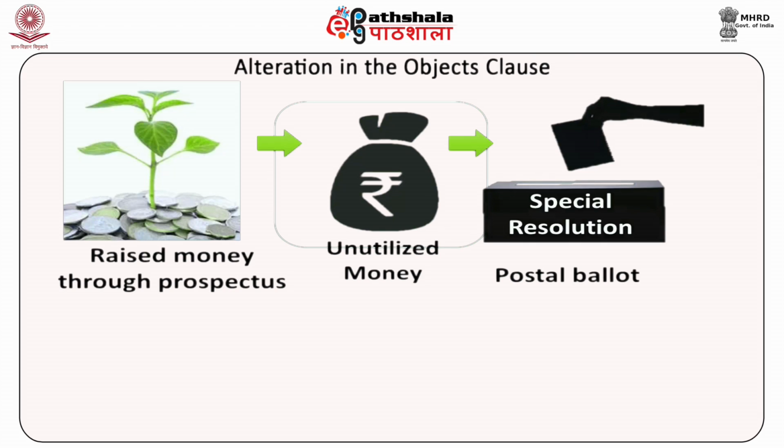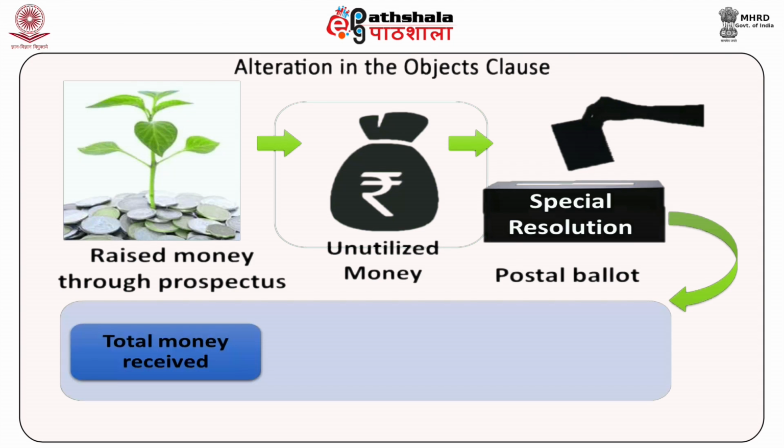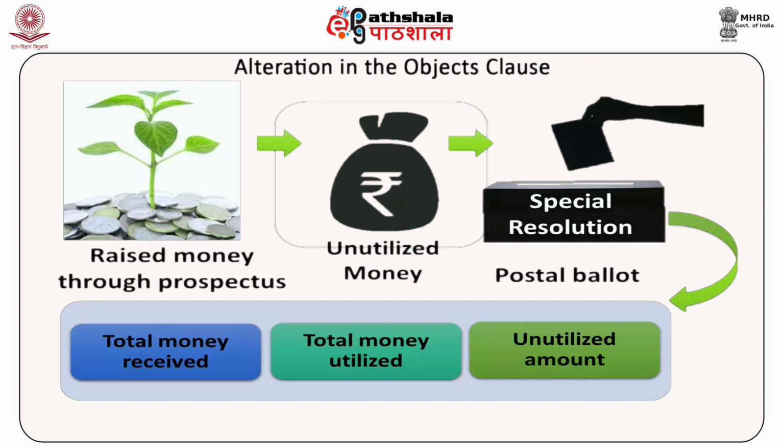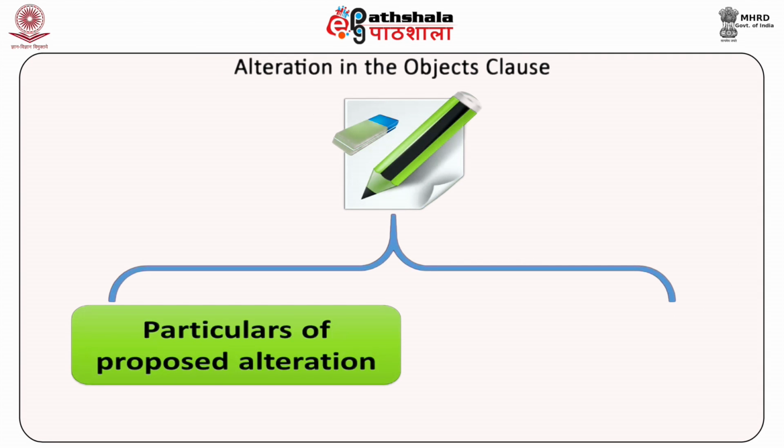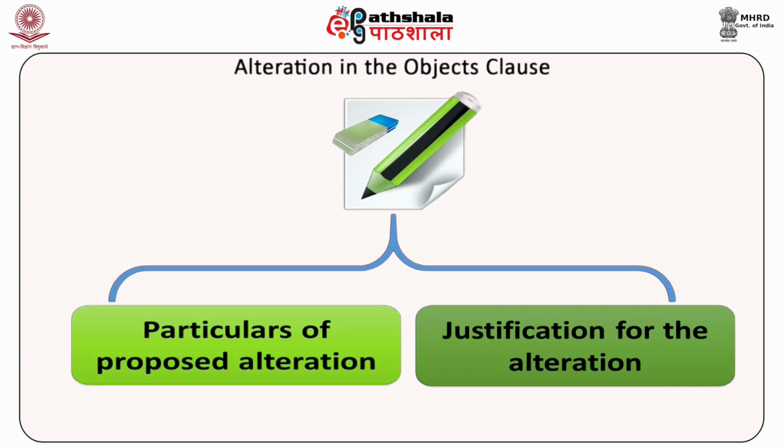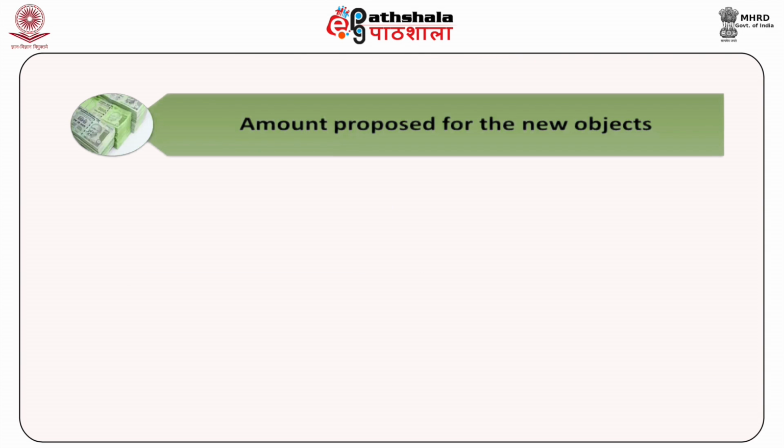by the company through postal ballot and notice in respect of the resolution for altering the objects shall contain the following particulars: the money totally received, the total money utilized for the objects stated in the prospectus, the unutilized amount out of the money so raised through prospectus. The particulars of the proposed alteration or change in the objects. The justification for the alteration or change in the objects. The amount proposed to be utilized for the new objects.